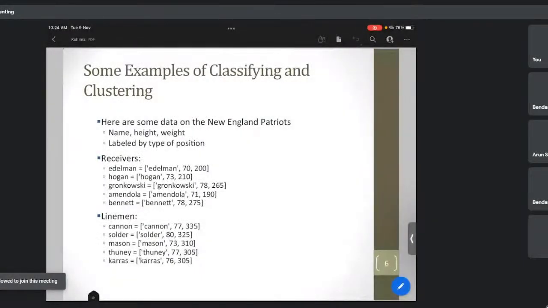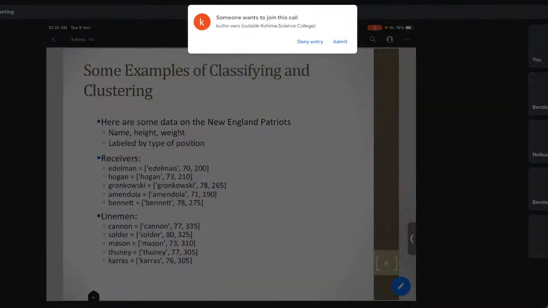Anyway, so two positions are considered. One is receiver, the other one is lineman. With the given kind of labeling, we know the players, I mean, which of these players are receivers and which of these players are linemen. I know this. And also we have the data points of the name, height, and weight for each of these players.